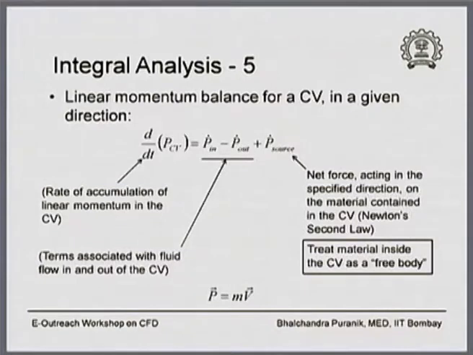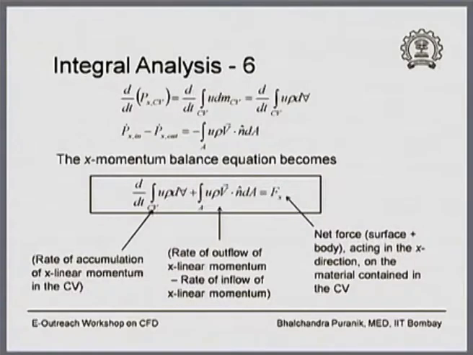Then we employed that balance statement for a linear momentum quantity, and initially we talked about the linear momentum in the x direction. In a manner similar to what we had done for mass balance, we obtained an integral equation of the linear momentum principle applied to a control volume, which is shown on the projected screen right now in the box. Again here, the first term on the left hand side is the rate of accumulation of x linear momentum within the control volume, and the second term on the left hand side is the net rate of outflow of x linear momentum from the control volume.